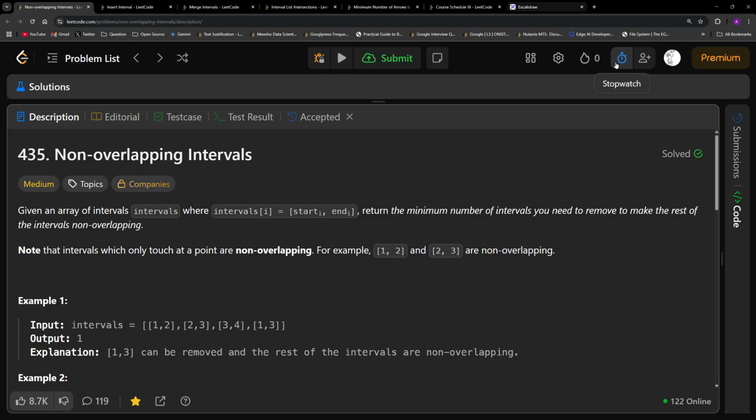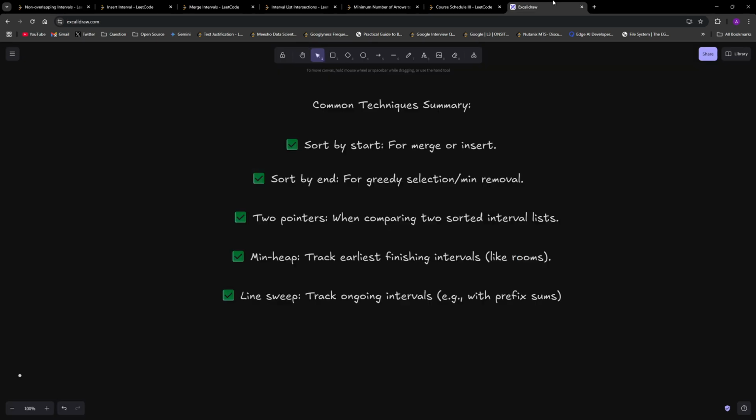So let's get started. I'm going to share some common techniques which are effectively used. Whenever you detect an interval based question, these are the only common strategies which can be effectively used. You can memorize them. I have no problem with that, because these are the only strategies which I have personally used while solving any LeetCode question.